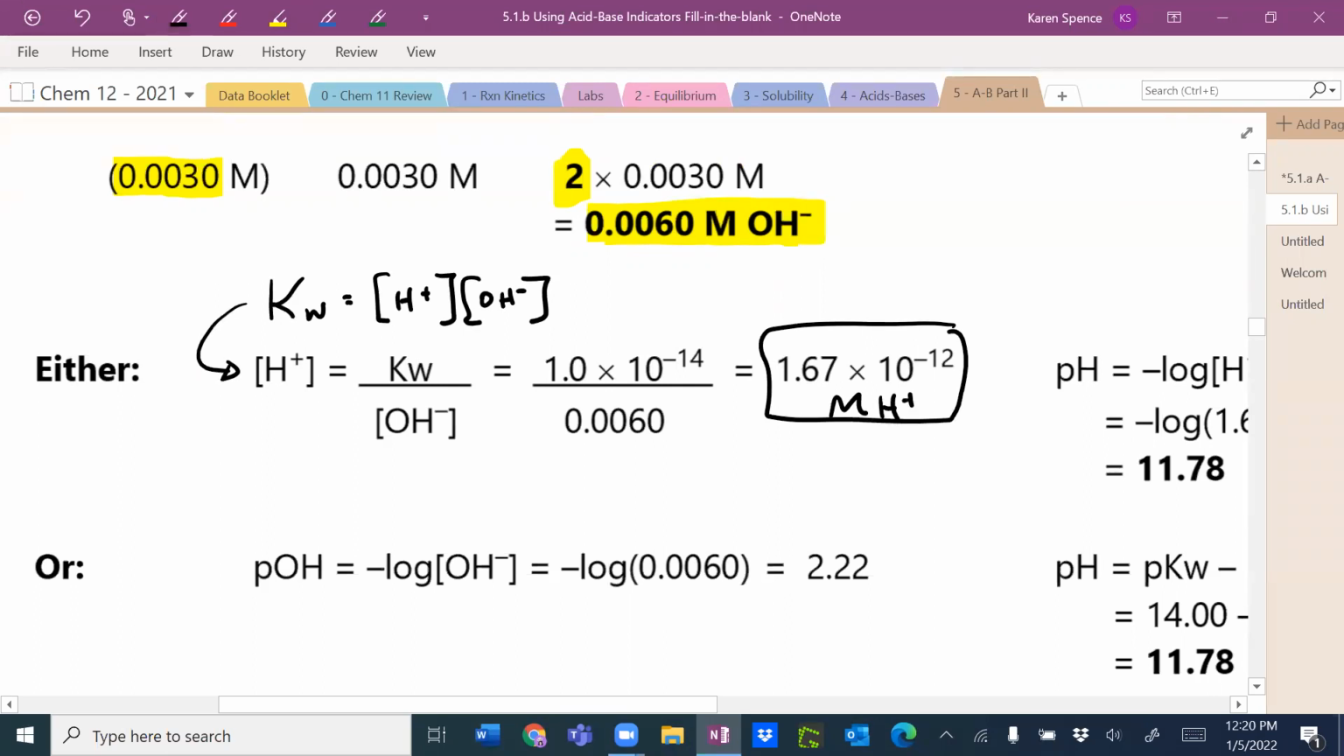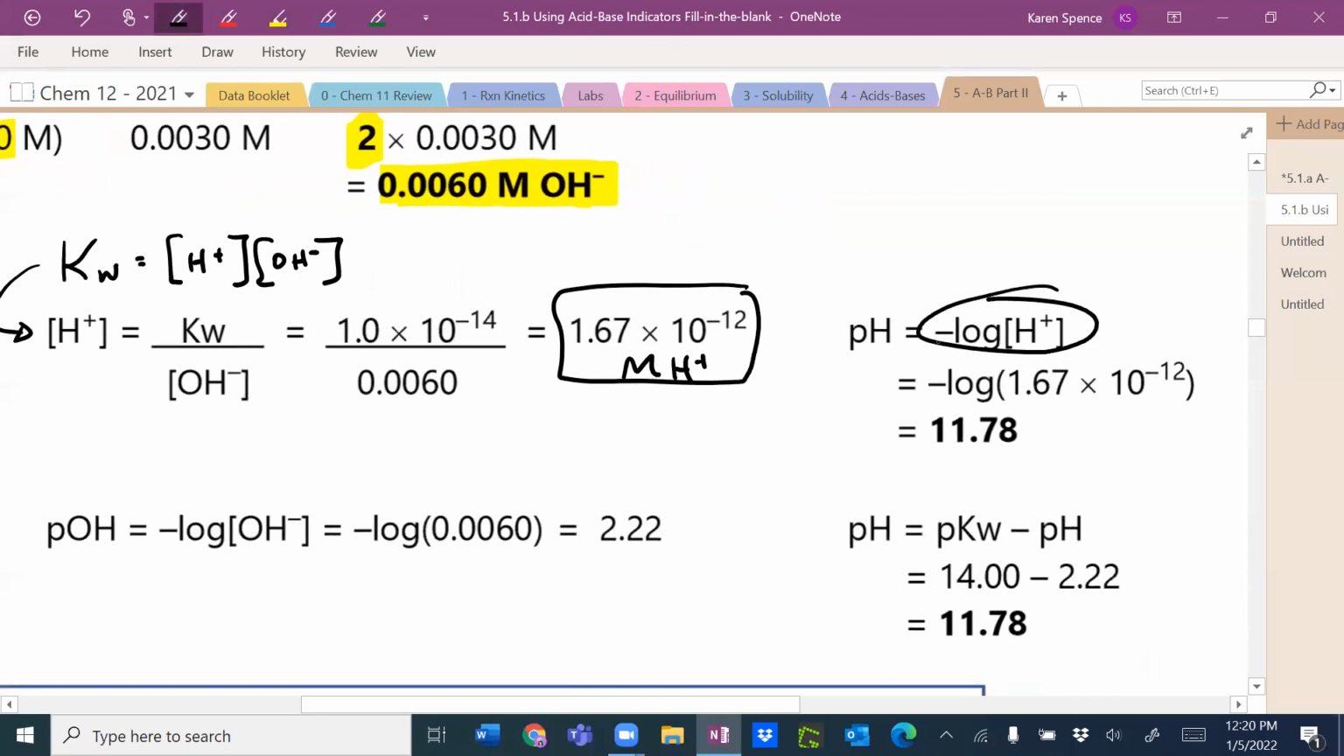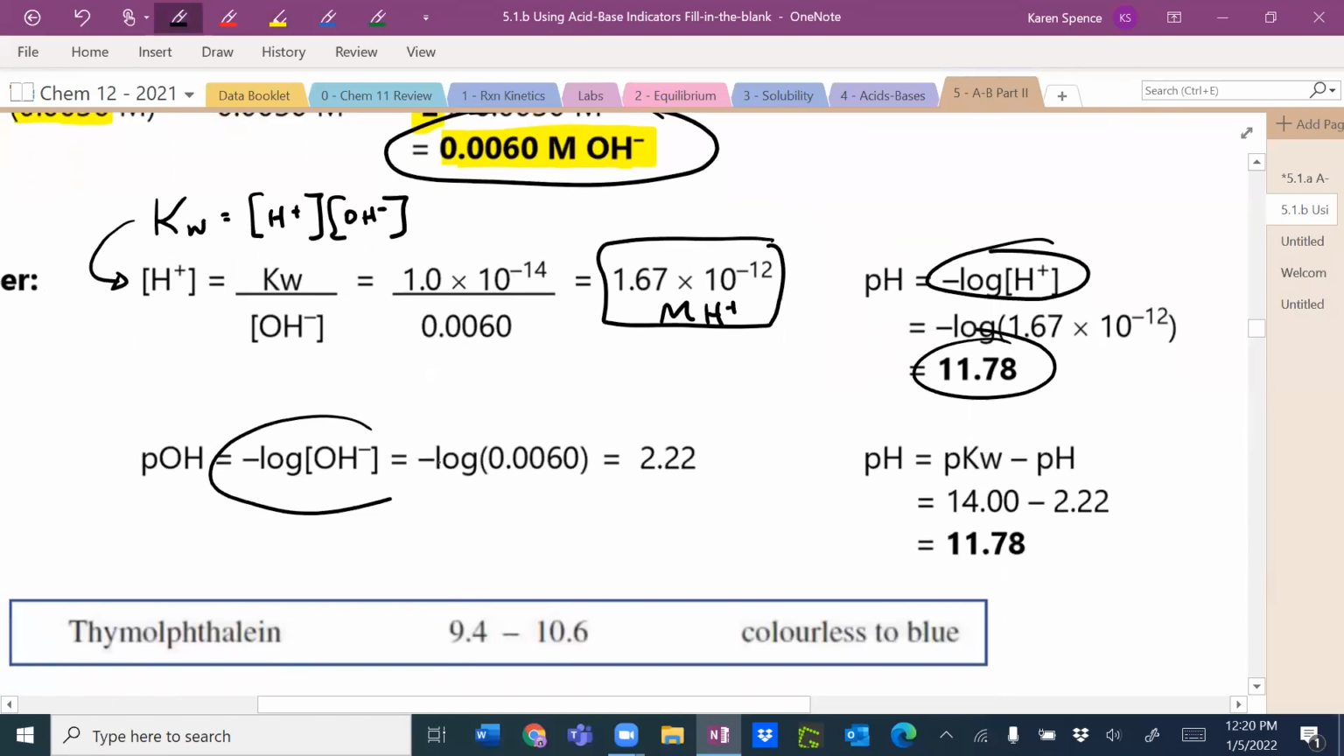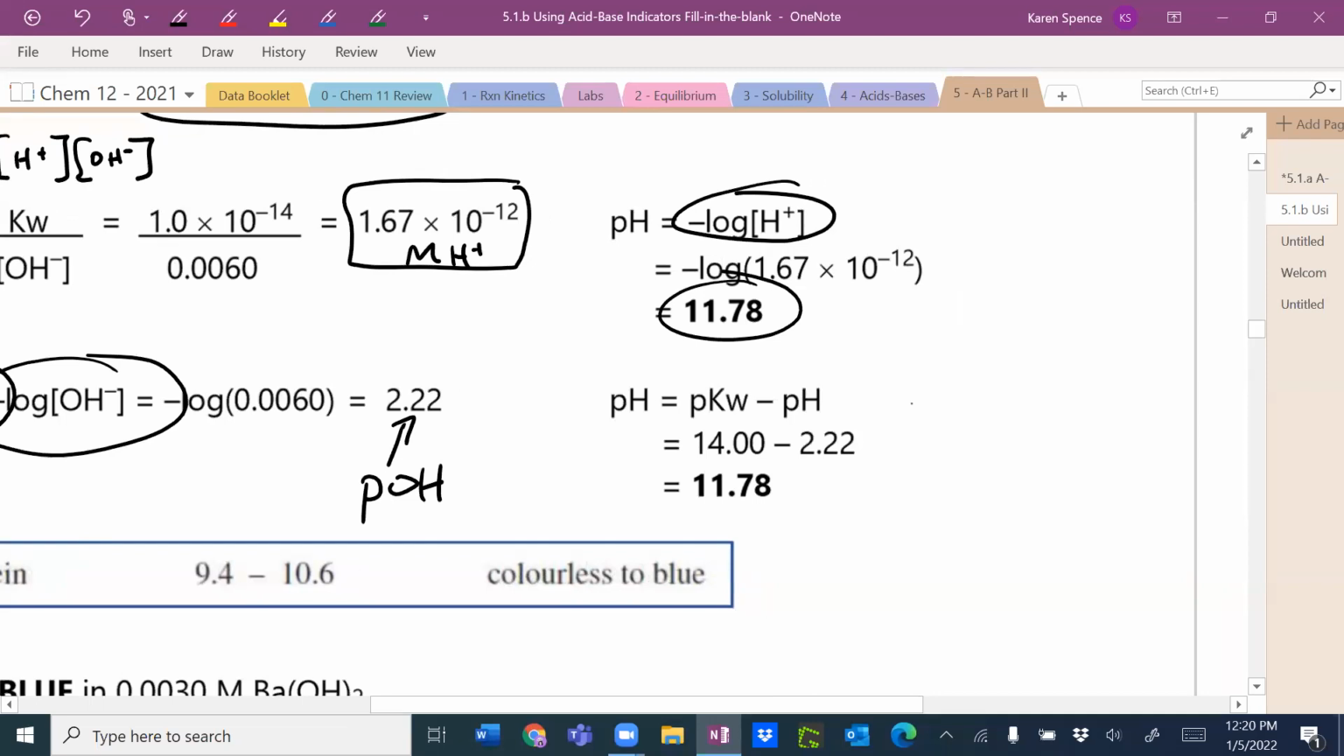And if you now have the hydrogen ion concentration, of course, you can take the negative log of it and find the pH. Or, if you like, instead, you can take your hydroxide ion concentration, take the negative log of it, which will find you the pOH. And then we can take our formula, which is that pKw is equal to pH plus pOH.